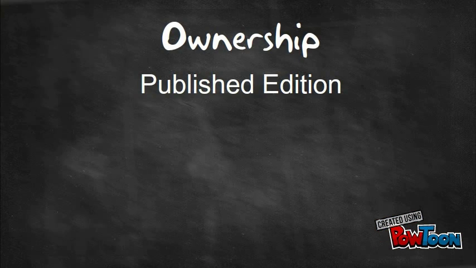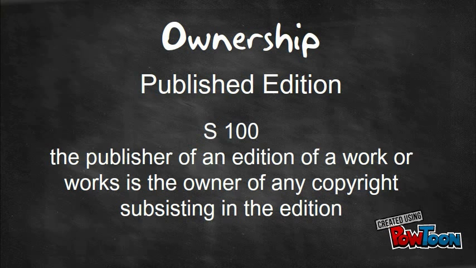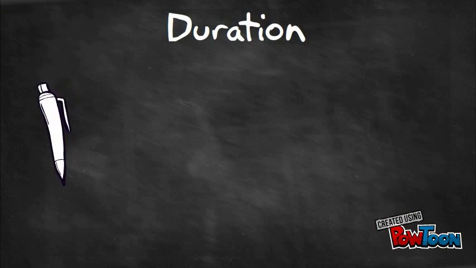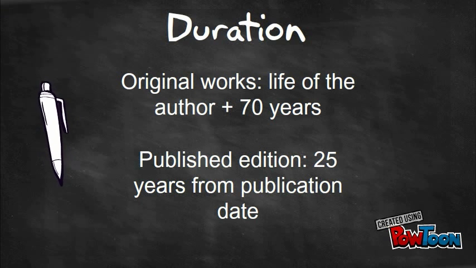Ownership in terms of a published edition is much simpler. Section 100 of the Copyright Act states that the owner of a copyright in a published edition is simply the publisher. Now onto duration. The duration of each protection differs, with copyright in original works lasting the life of the author plus 70 years, whereas published edition copyright lasts 25 years from the date of publication.